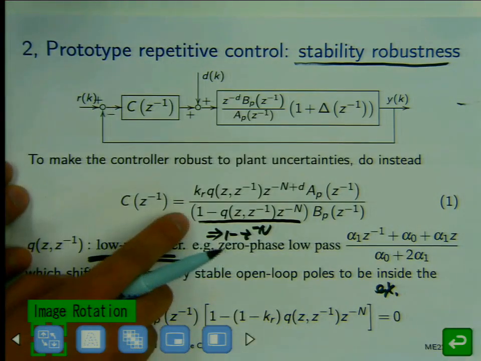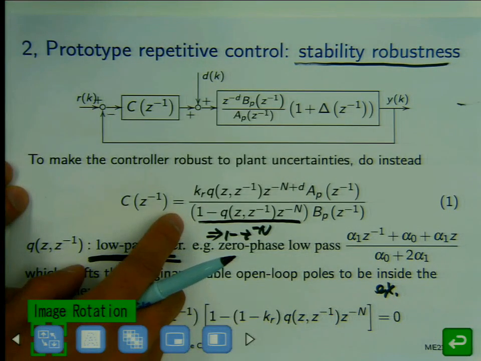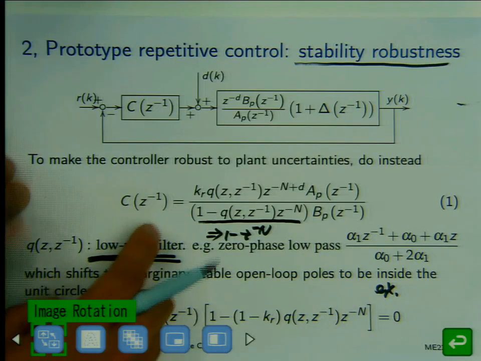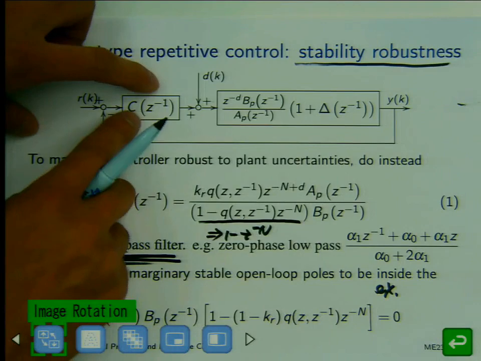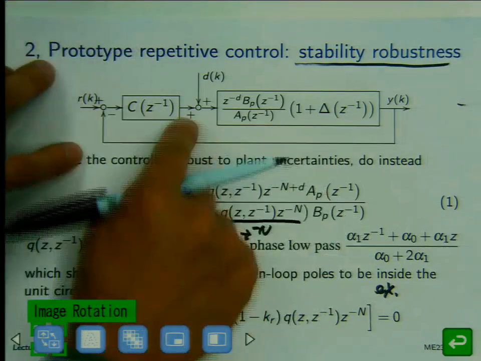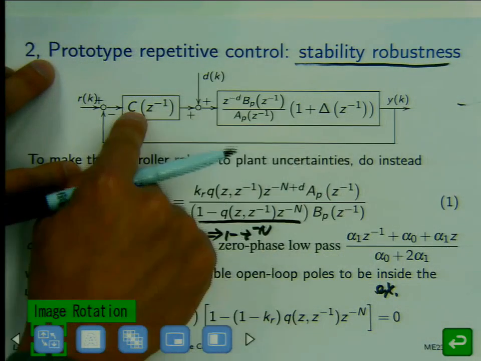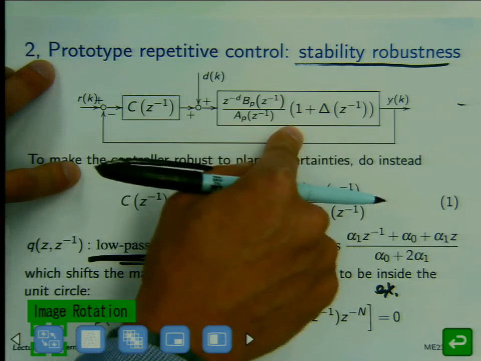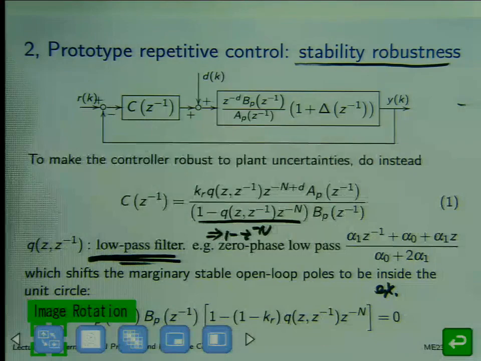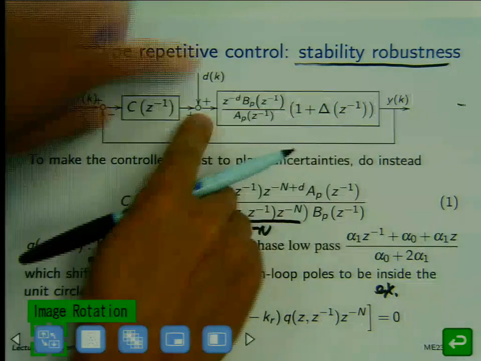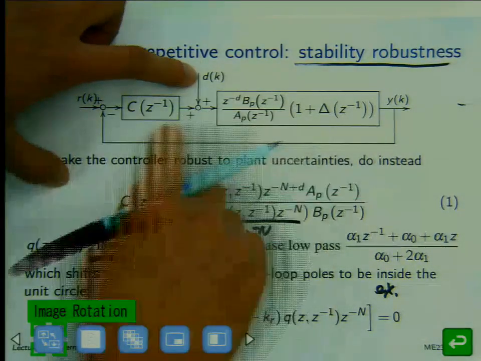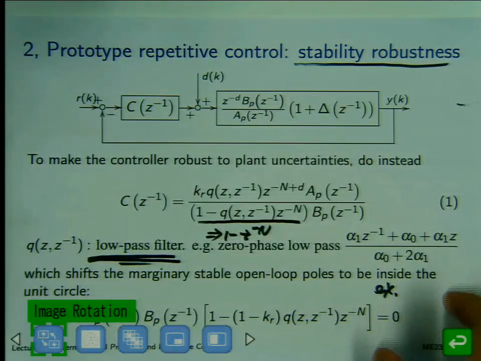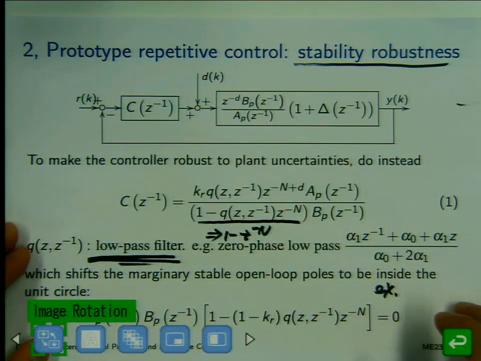If Q is approximately, let's say, 0, what will happen? C(z) is what? 0. So that means we are not doing control at all. In that case, although we don't have the disturbance rejection, at least we keep stability. That's like compromising between good disturbance rejection performance and stability. That's the intuition for why this structure is robust in this sense.